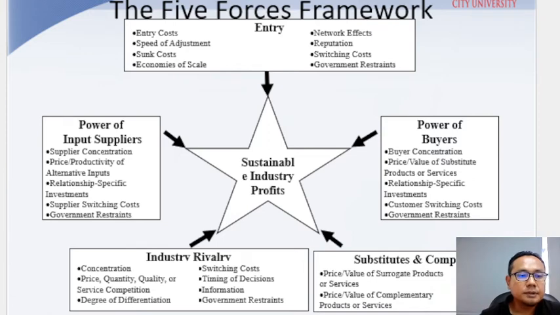And then the power of input suppliers. Industry profit tends to be lower when suppliers have the power to negotiate favorable terms for their inputs. Supplier power tends to be low when inputs are relatively standardized and relationship-specific investments are minimal. So these five forces affect the sustainability of industry profit a lot. Managers must really understand these factors.